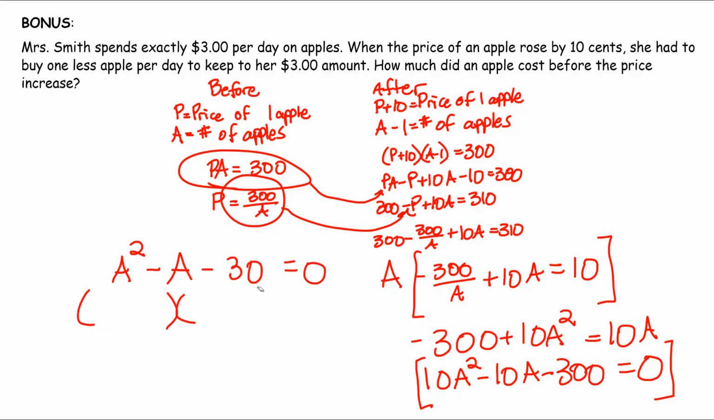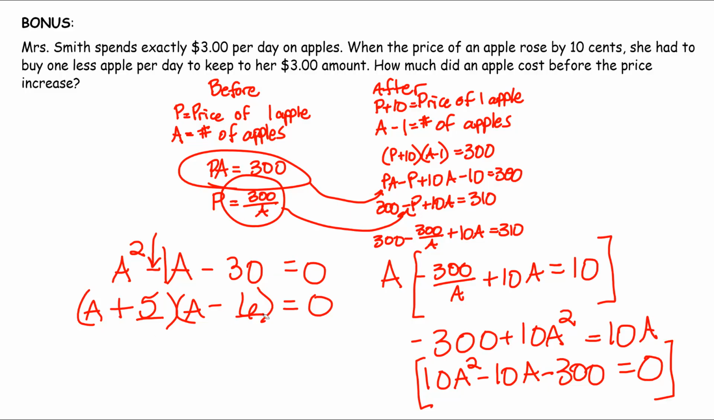Now, if you recall, you learned how to factor in Algebra 1. Maybe you didn't learn it all that well yet. But what you're going to do is think of two numbers that will multiply together to give you negative 30, and that will add up to negative 1. And those two numbers would be 5 and 6. And since you want a negative 1A, you're going to make the 6 negative and the 5 positive.